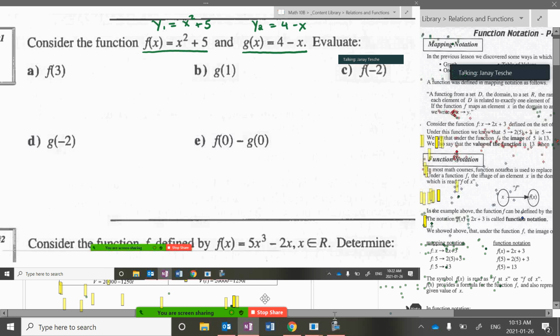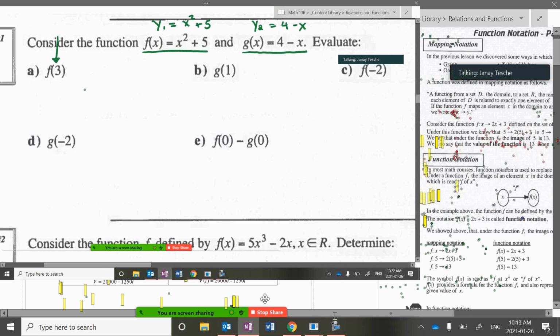So the first one says, evaluate f of 3. There's a 3 in brackets, so we're going to replace all x's with the 3. So instead of writing x, because x is what was there before, I'm going to sub in a 3. My initial equation in the f of x is x squared plus 5. So now I'm going to change it to be 3 squared plus 5. 3 squared is 9. 9 plus 5 is 14.